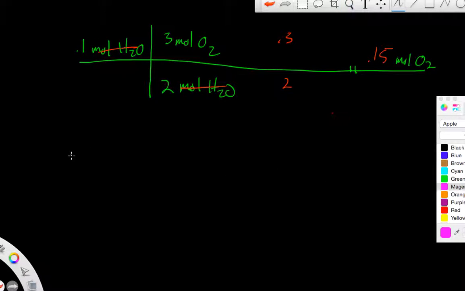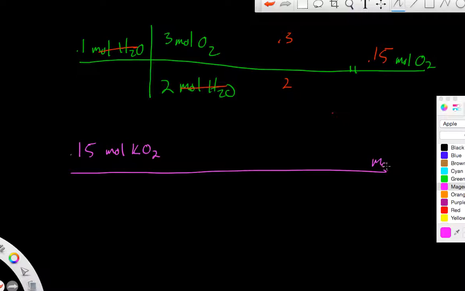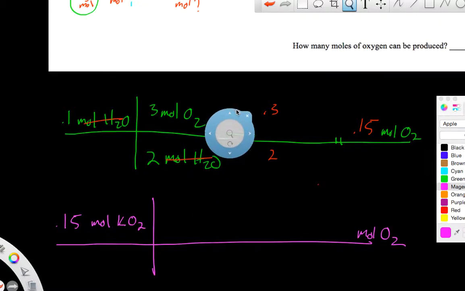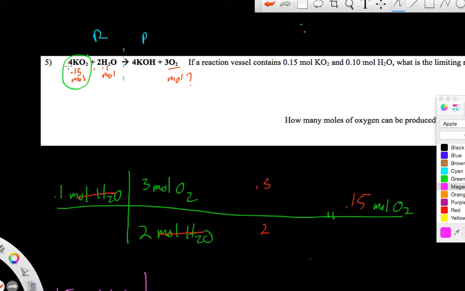I'm going to start with 0.15 mole of KO2, and I'm trying to get to moles of O2 again. Do the same process. Now the mole ratio of KO2 and O2 is different because there are different molar coefficients. So now instead of this 2 to 3 relationship, I have a 4 moles of KO2 to 3 moles of O2 relationship. So in other words, 4 moles of KO2, that should be capital KO2, are equal to 3 moles of O2, or you can think of will produce if you want to.